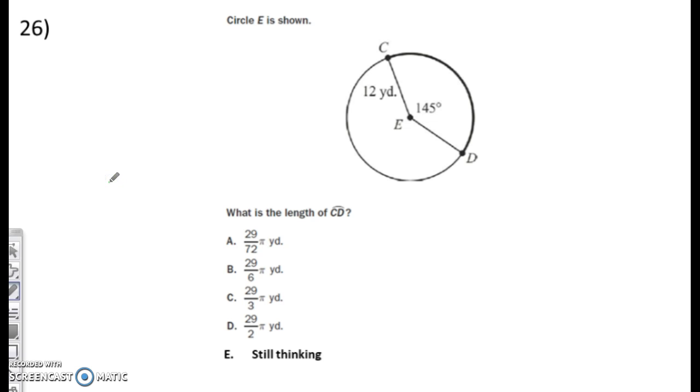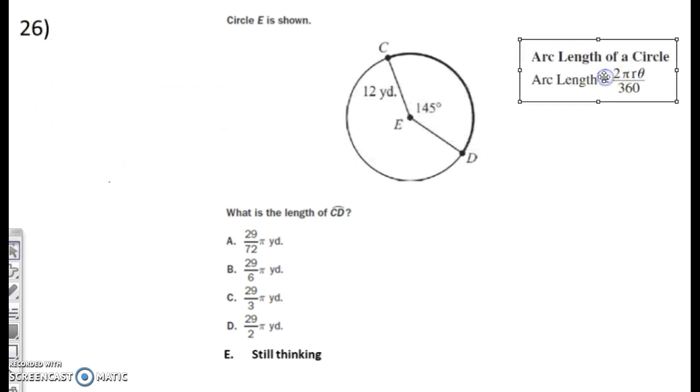On the EOC, you are going to have a formula sheet, and it's going to be an icon button. So make sure that when you take the EOC, you know the formula sheet is available, and it's an icon at the top of your screen. You would click on that formula sheet button, and you would find the formula for the arc length of a circle. All right, and then we can just plug in what we know.